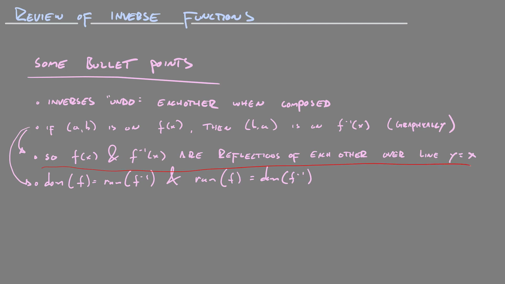That's kind of a consequence of this one. If (a, b) is on f, then (b, a) is on f inverse, which means that the graphs are reflectionally symmetrical. It also means that the domain of f is the range of f inverse, and the range of f is the domain of f inverse.